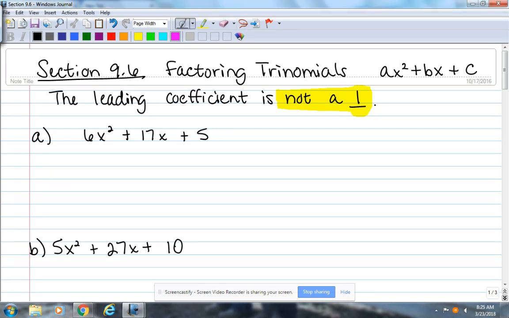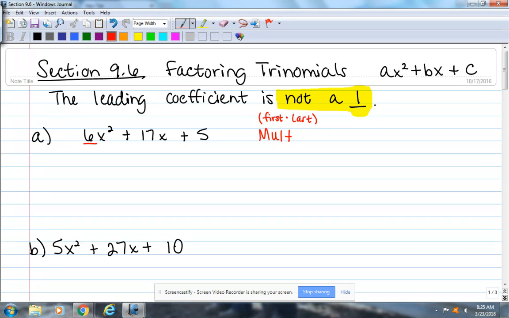So what we're going to do is start by making a table much like we did yesterday. Except for our table, our multiply number is going to come from the last number times the first number. Yesterday we had a leading term of 1, so first times last would have been like 1 times 5. But since we have another number besides a 1 there, we have to multiply first number times last number.